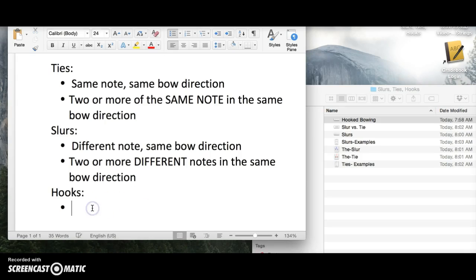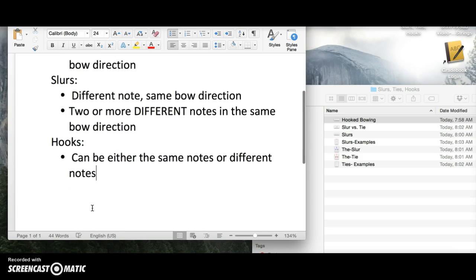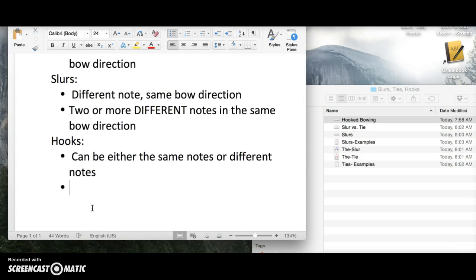So, hooks can be either the same notes or different notes. The important part is that they have to be in the same bow direction and stopping in between notes.